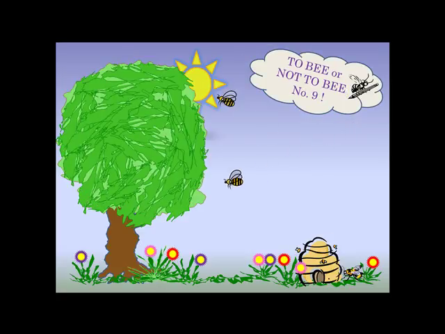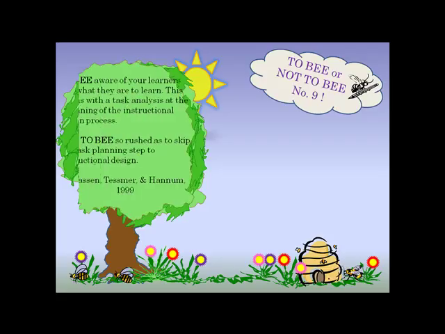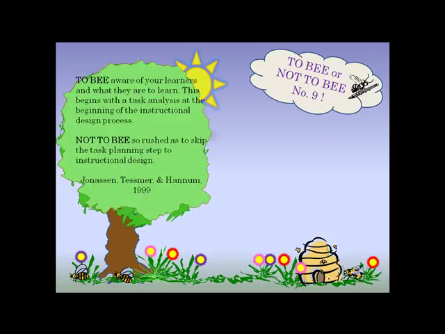To be or not to be. Number 9. To be aware of your learners and what they are to learn. This begins with a task analysis at the beginning of the instructional design process. Not to be so rushed as to skip the task planning steps to instructional design.